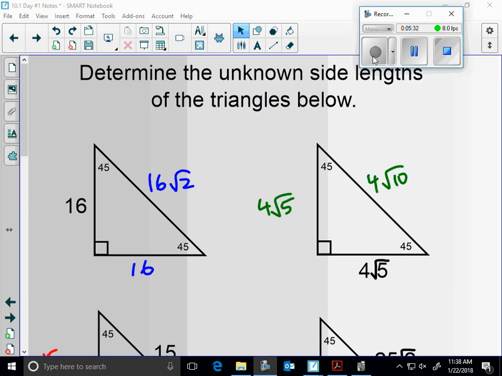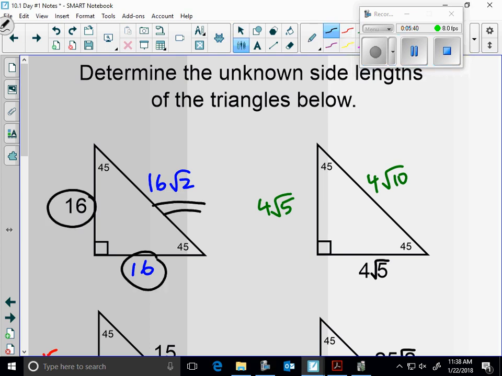All right, guys, let's take a little gander at these answers. First one here, it looks like 45, 45, 90, 16s for both of the sides. So I'd multiply that by root 2 to get 16 root 2. I was given one of the legs here in a 45, 45, 90, so I'd multiply that by root 2. Square root 5 times square root 2 is square root 10.